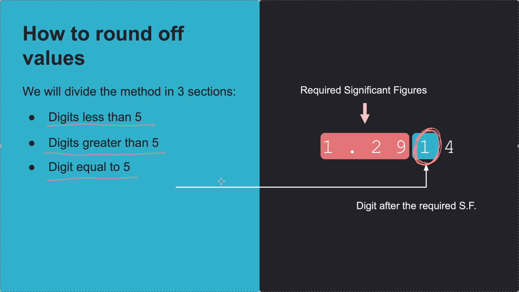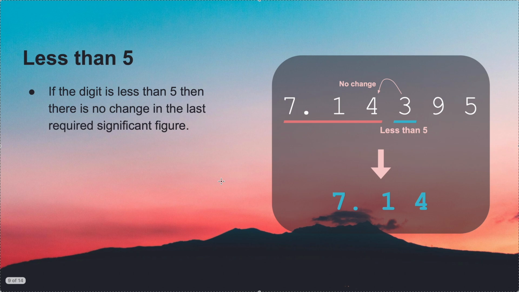Now moving on with the first one here, which is digits that are less than 5. So starting off with the digits that are less than 5, which simply goes like, if the digit after the required significant figures, indicated by the blue underline, is less than 5, then there is no change in the last required significant figure, which is indicated by the red underline.